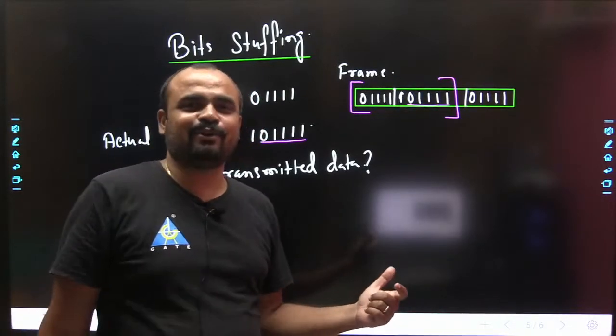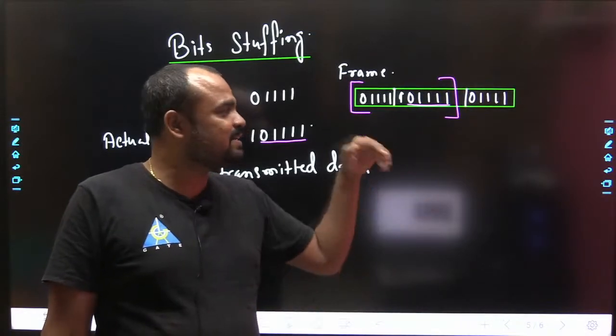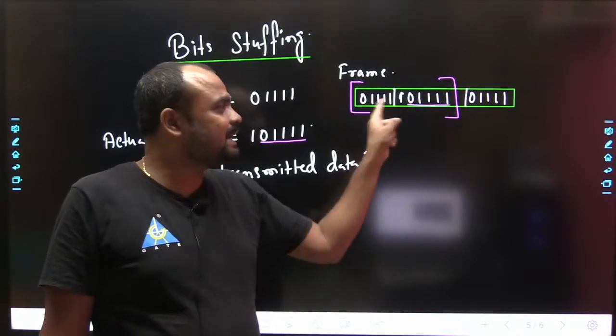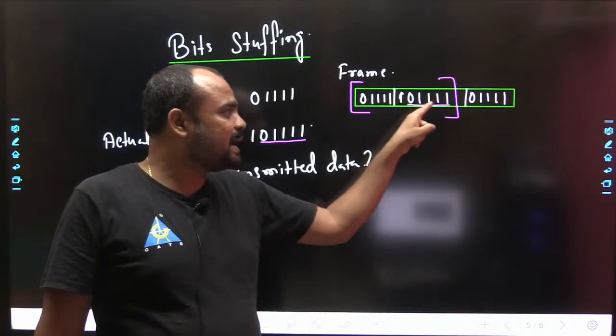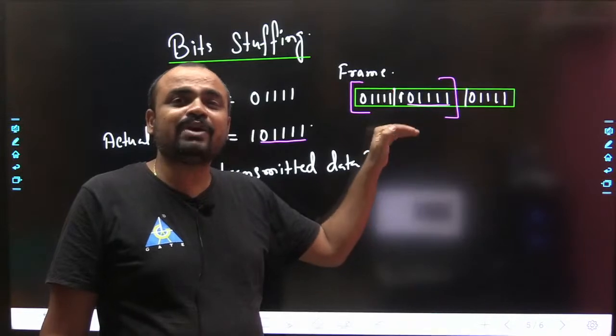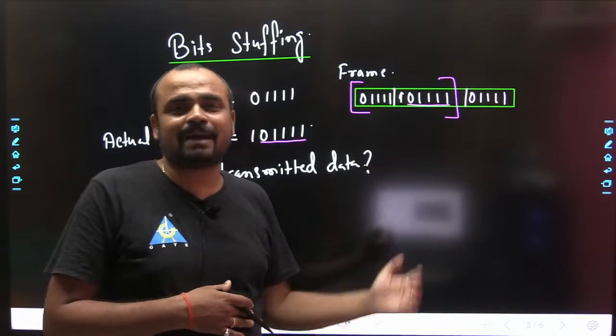Are you getting my point or not? So at the receiving end the receiver is going to receive the incorrect frame. So ultimately we wish to avoid the flag pattern from the data part. So what do we have to do? How can we avoid the flag pattern?